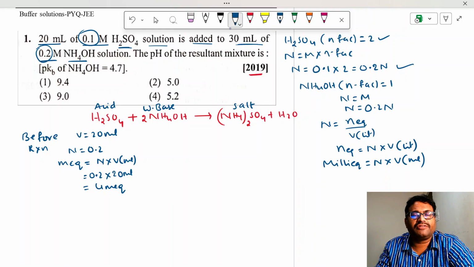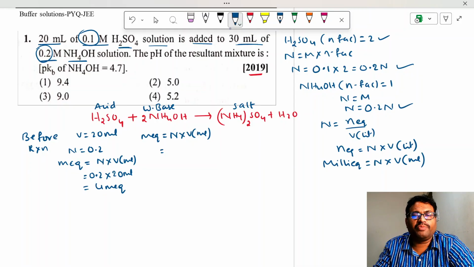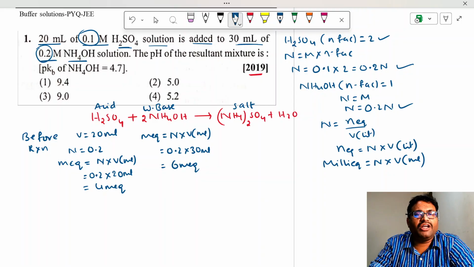So there are 4 milliequivalents of H2SO4. How many milliequivalents of NH4OH are there? Milliequivalents is normality into volume in milliliters. The normality, as we have already seen, is 0.2. So 0.2 into 30 ml is equal to 6 milliequivalents. Okay, this is all before the reaction.